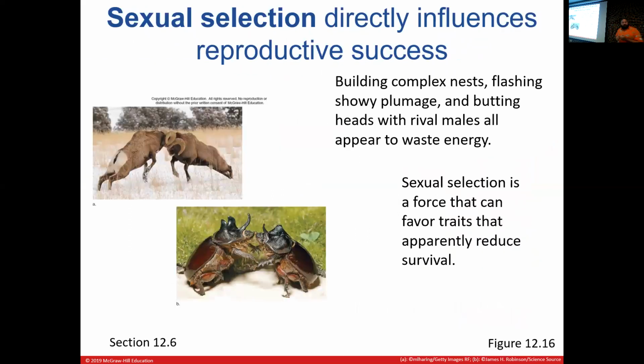Another thing that can directly influence reproductive success, like we've kind of mentioned, is sexual selection. Building complex nests, flashing showy plumage, butting heads with rival males, all waste energy, right? It's completely useless, except if you need to try to please a member of the opposite sex. Humans do this just as frequently as everything else does, because there's a big difference between the person that shows up nicely dressed to a date and doesn't smell like they haven't showered in a week, and the person that hasn't. But that sexual selection can be a force that strongly favors traits that apparently reduce survival.